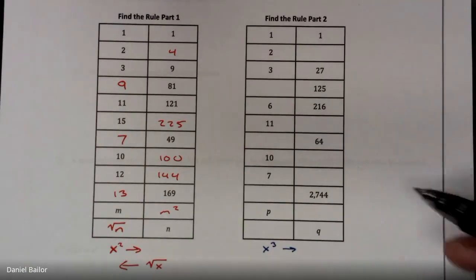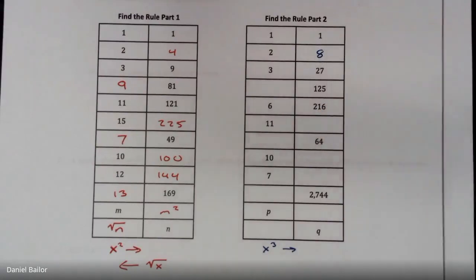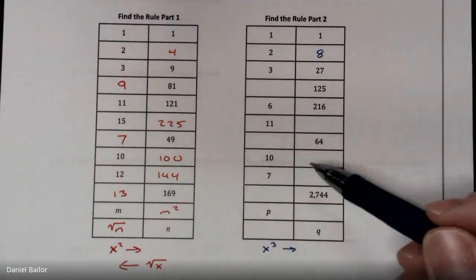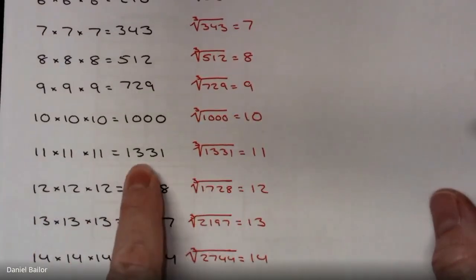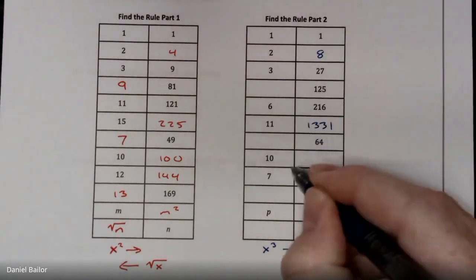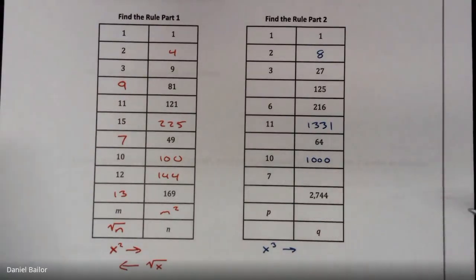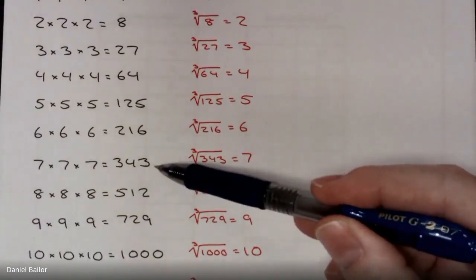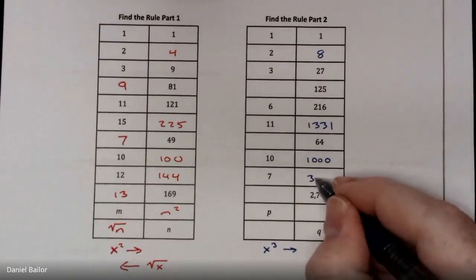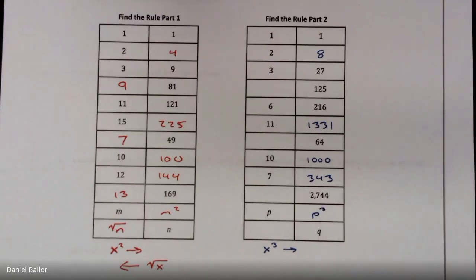So 2 cubed, 2 times 2 times 2 is 8. 11 cubed, I'm going to look at my chart. 11 cubed is 1331. 10 cubed is 1000. 7 cubed is 343. And p cubed is just going to be p cubed. Well, that works. It matches, it makes all our rules.